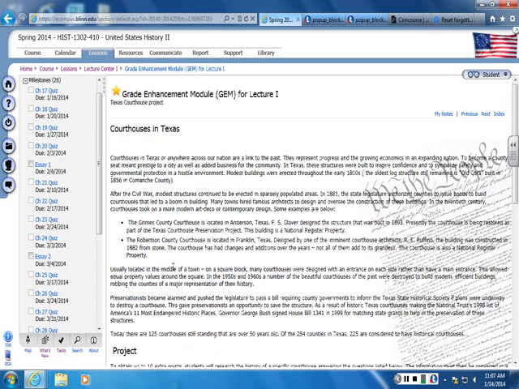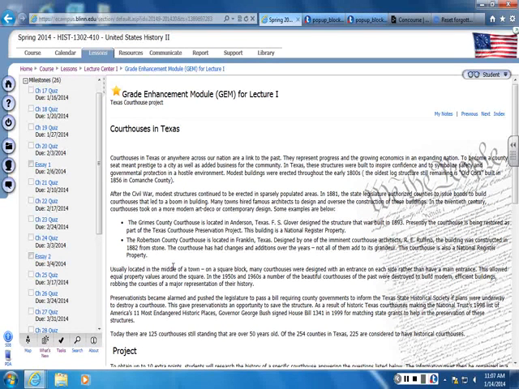Grade Enhancement Module 1. This is the thing that is due February 4th. This is your first 10 points that will go to an exam. It's courthouse.